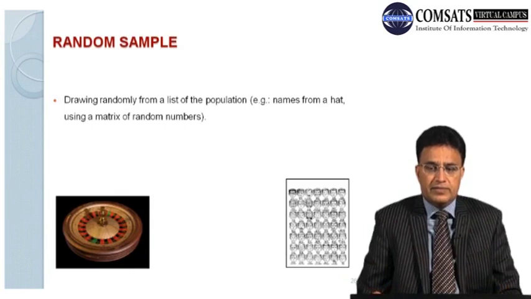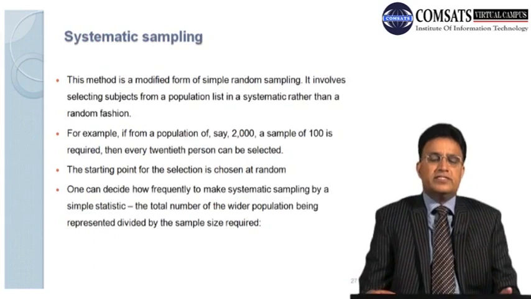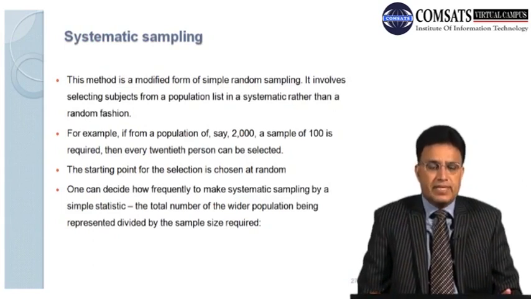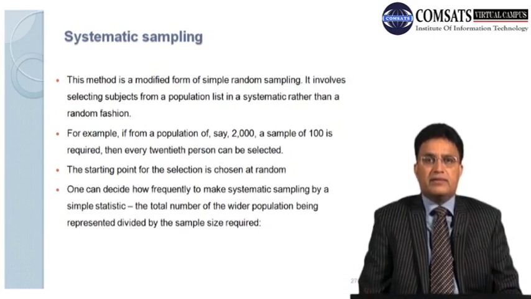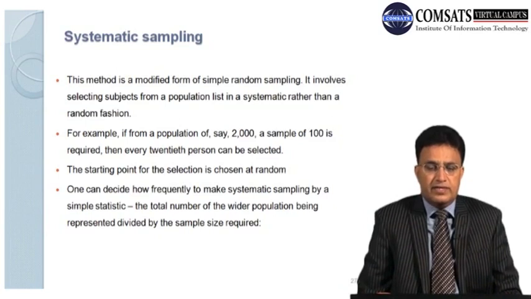For example, names from a hat or using a matrix of random numbers. Next is systematic sampling. This method is a modified form of simple random sampling. It involves selecting subjects from a population list in a systematic rather than a random fashion.